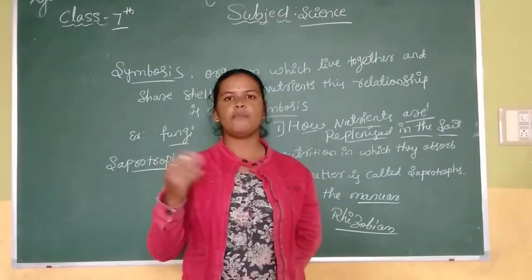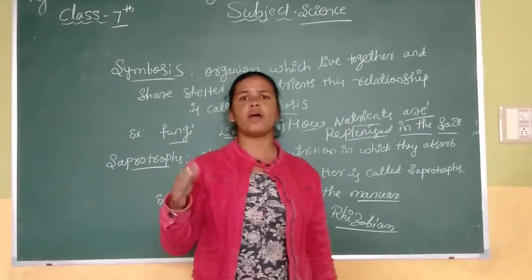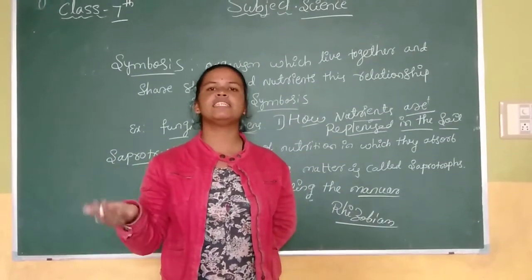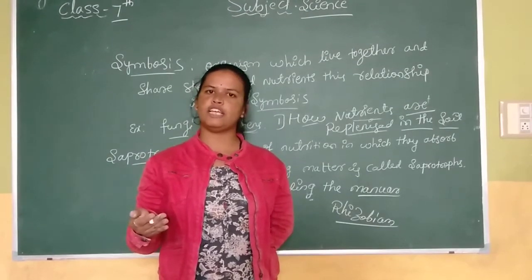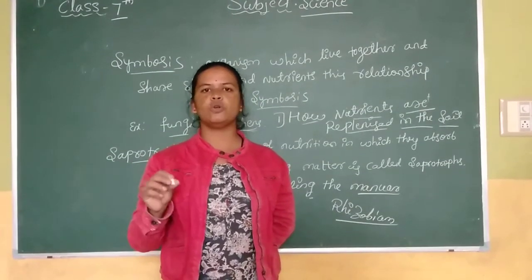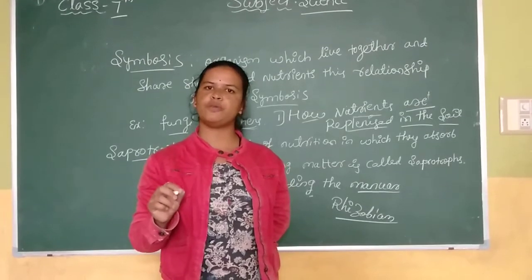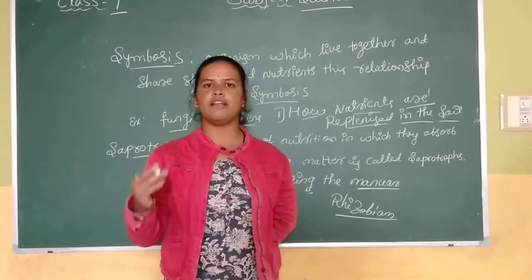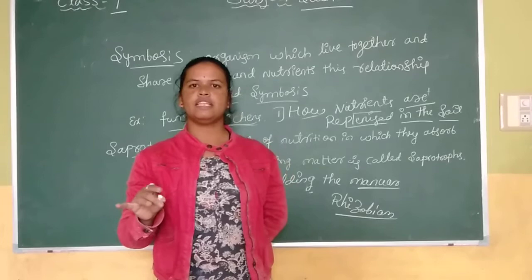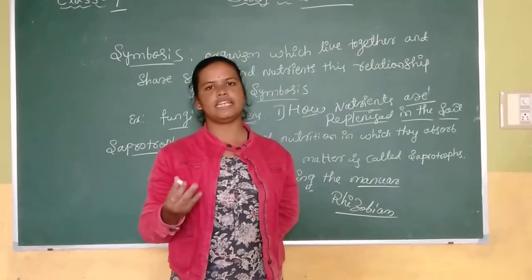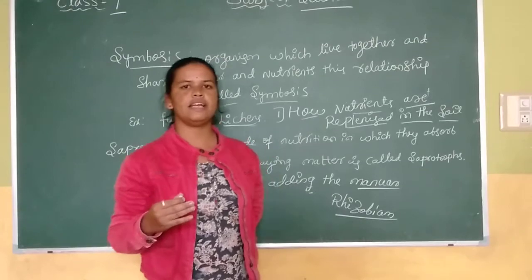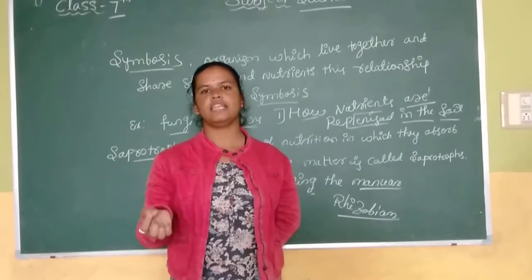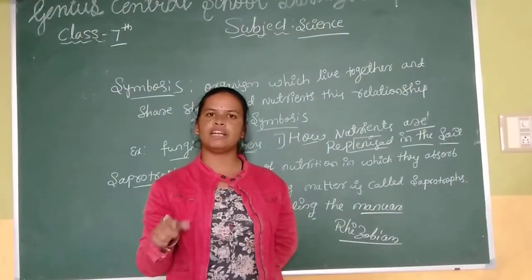And even crop rotation: one year they grow a paddy crop, and next year they change to leguminous crops. In the root nodules of leguminous plants, rhizobium bacteria are present in larger numbers. That's why crop rotation also helps to increase soil fertility. Understand? Proper adding of manure and crop rotation will help the fertility of the soil.